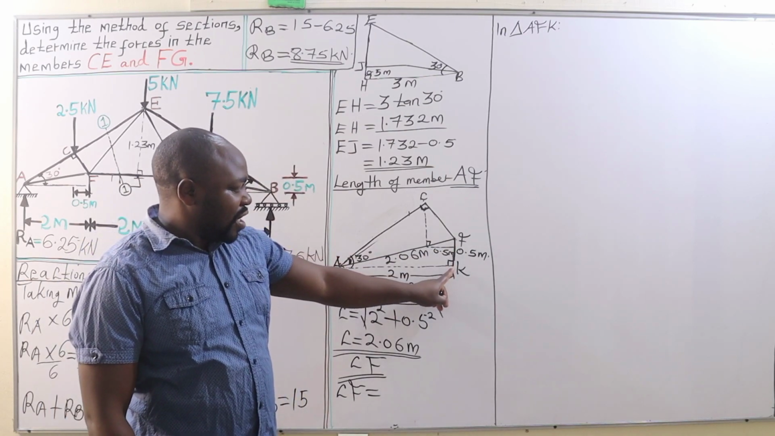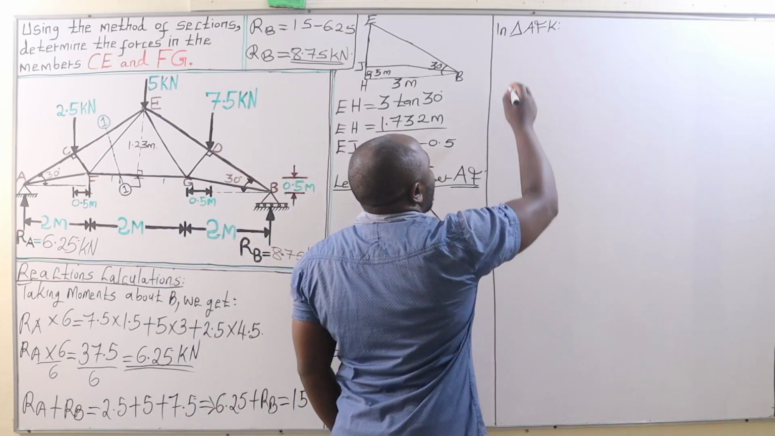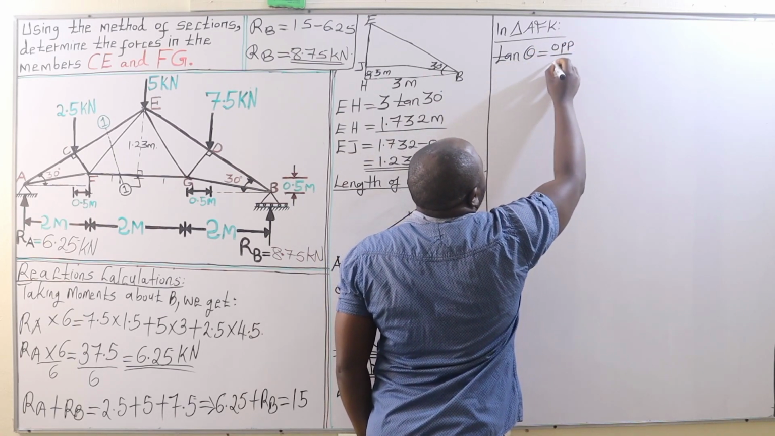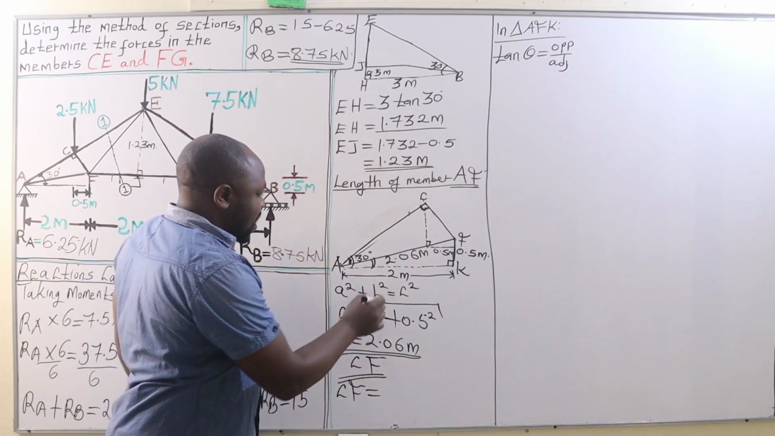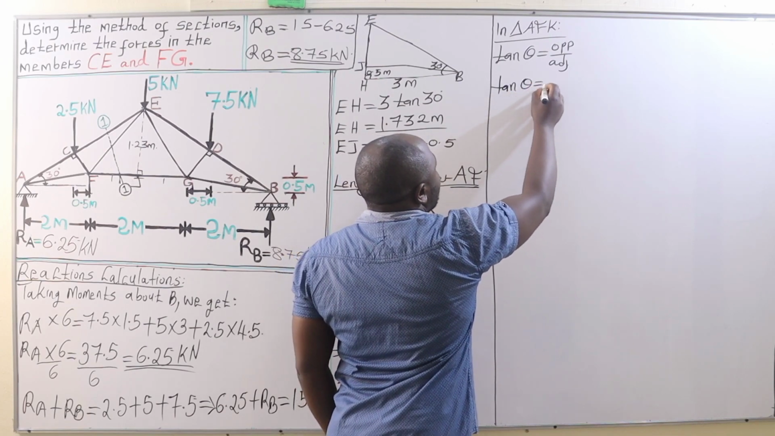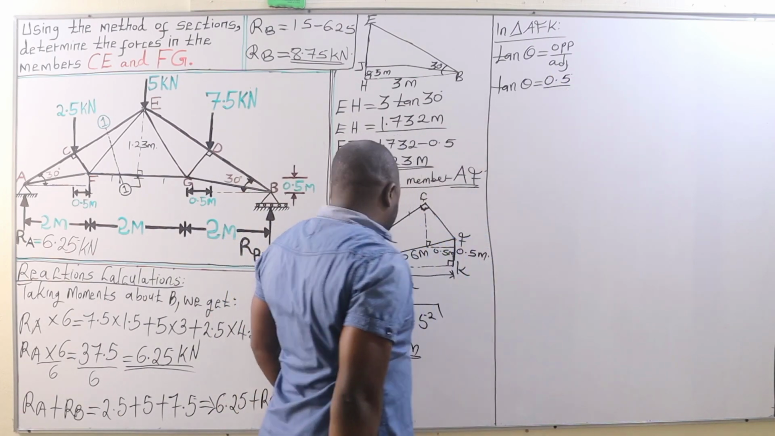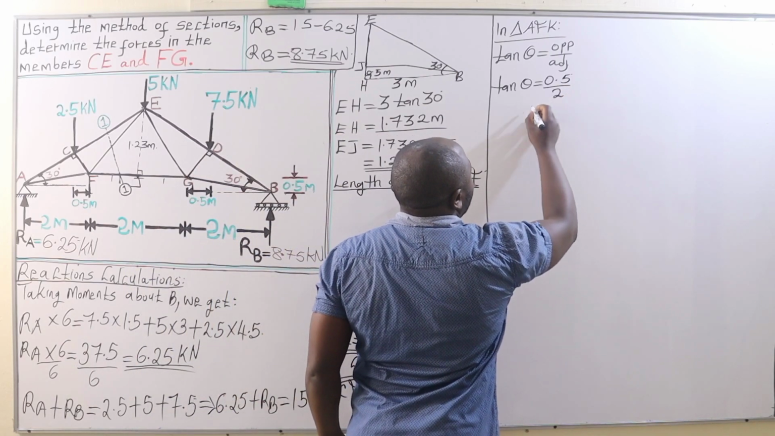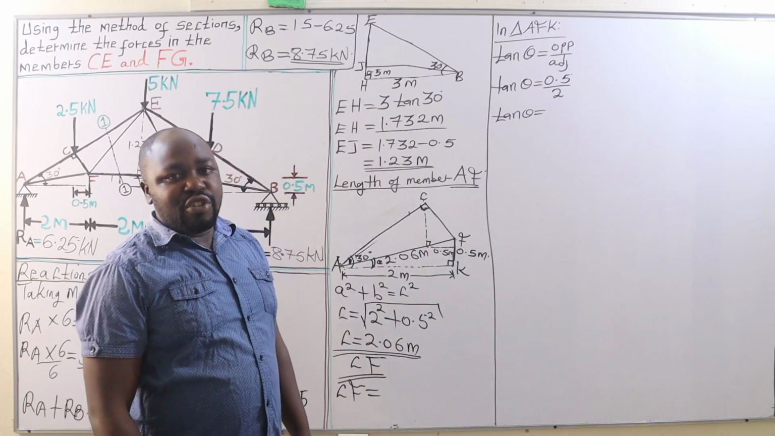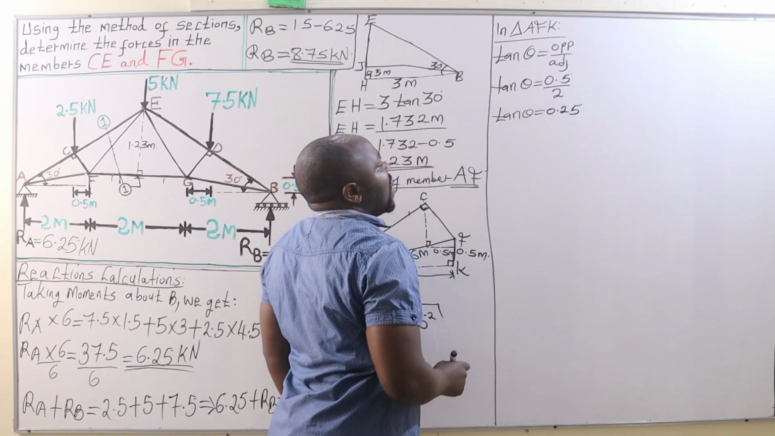we have the opposite, which is 0.5, and the adjacent, which is 2 meters. So we are going to get the value of this angle by saying tan beta will be given by the opposite divided by the adjacent. So tan beta is 0.5 meters divided by 2 meters. 0.5 divided by 2 gives us tan beta equal to 0.25.